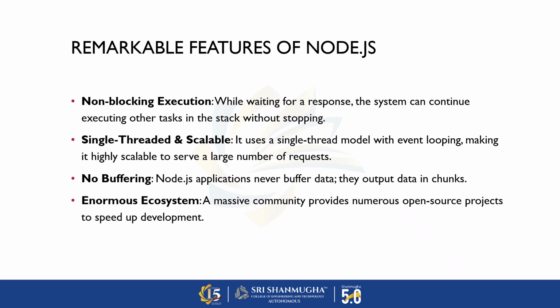Some remarkable features of Node.js are non-blocking execution. While waiting for a response, the system can continue executing other tasks in the stack without stopping. So the execution of the processes will be handled simultaneously. Single-threaded and scalable. This is a single-threaded model with an event loop, making it highly scalable to serve a large number of requests. So this is a single thread and it can handle a large number of requests. There is no buffering, because they output the data in chunks.